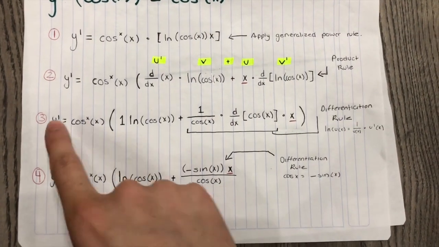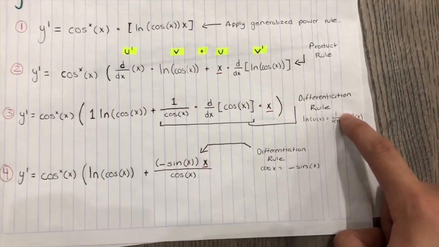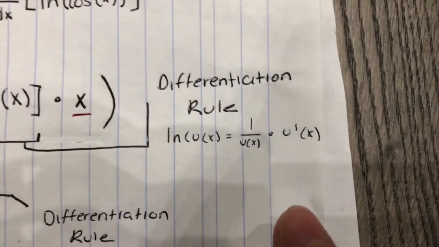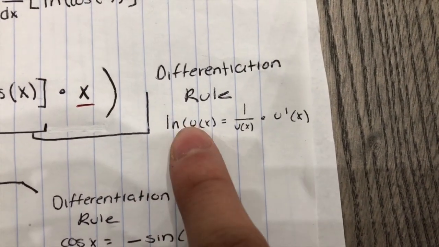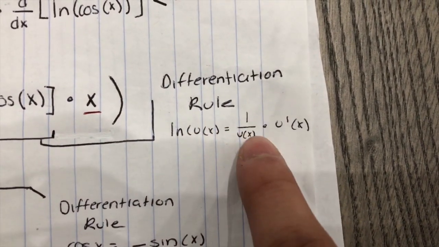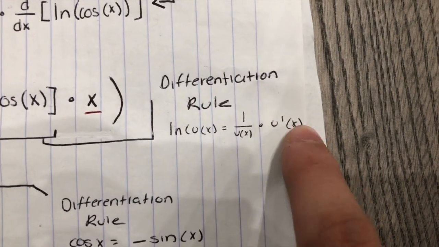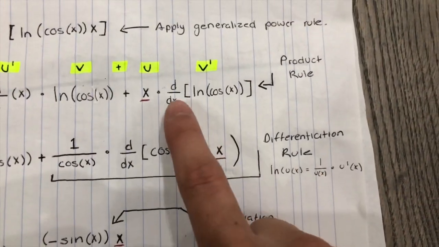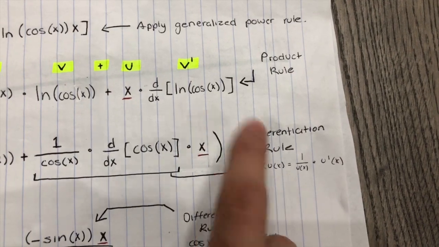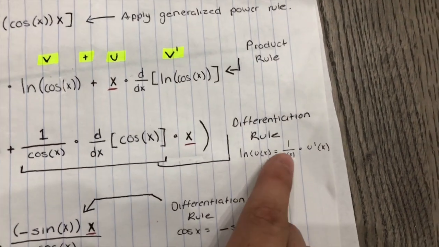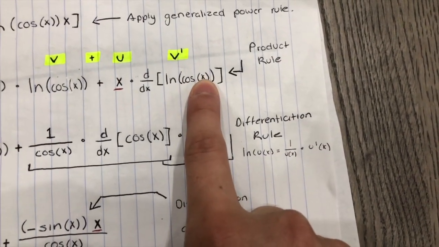In the third step, we're gonna use the differentiation rule of natural log. Natural log of u(x) equals 1 over u(x) times the derivative of u(x). U is cos, and the x is the x in between the parentheses.